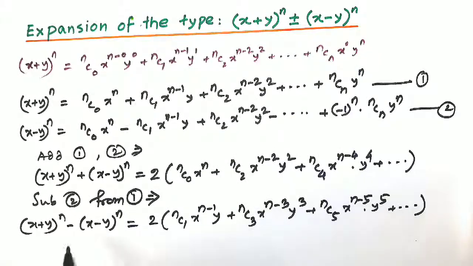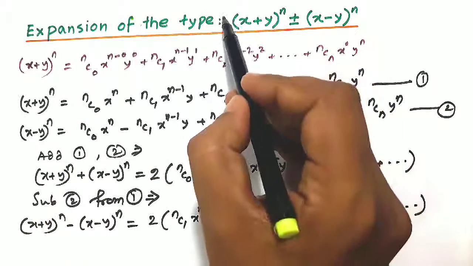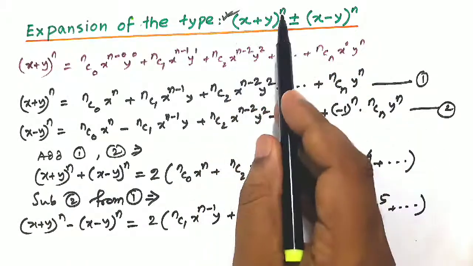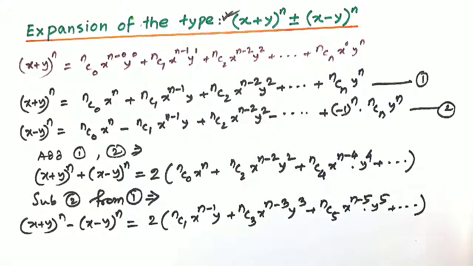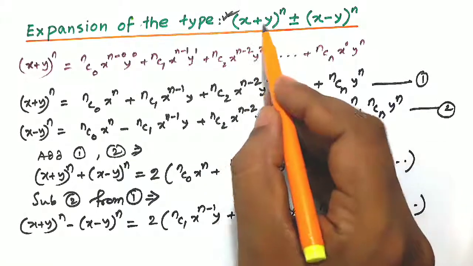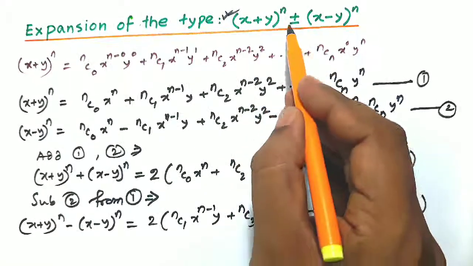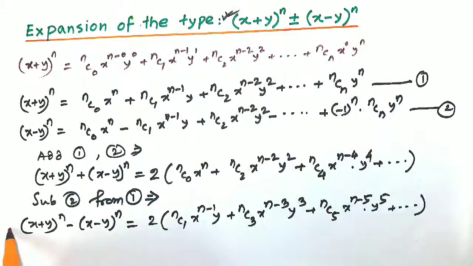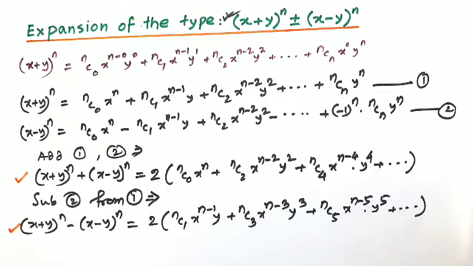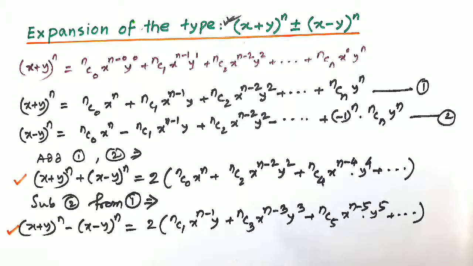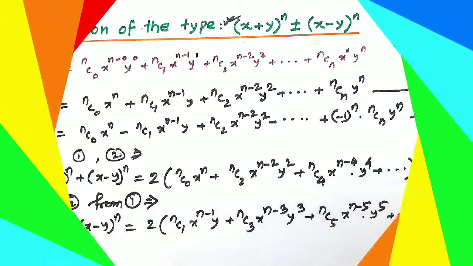So we got two expansions. Actually we wanted (x + y)^n + (x − y)^n. Another one is (x + y)^n − (x − y)^n. Respectively, we got these two expansions. Now we shall watch the applications of these expansions.